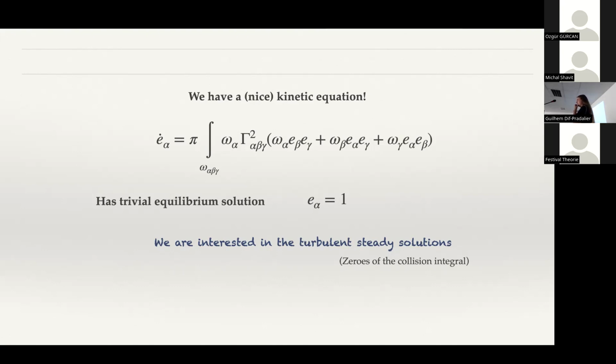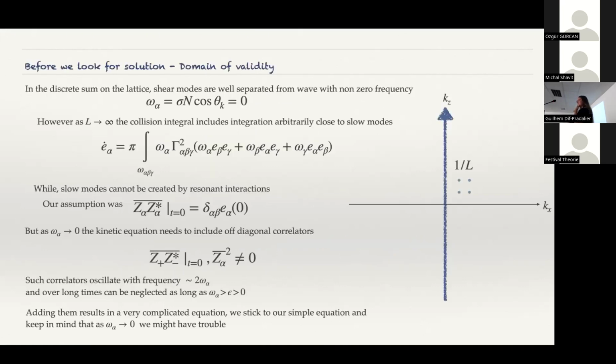First of all, there is a trivial solution, which is just when P alpha equals 1. We call it the equilibrium solution, because it does not carry flux. I need to write the flux in order for you to understand why it carries no flux. But if you plug in 1, what you get here is omega alpha plus omega beta plus omega gamma. I remind you that we're on the resonant manifold, so you have this delta that multiplies that, which makes the right-hand side 0, so this is a steady solution. But we are looking for the turbulent steady solution, and the turbulent steady solution is a solution that carries flux.